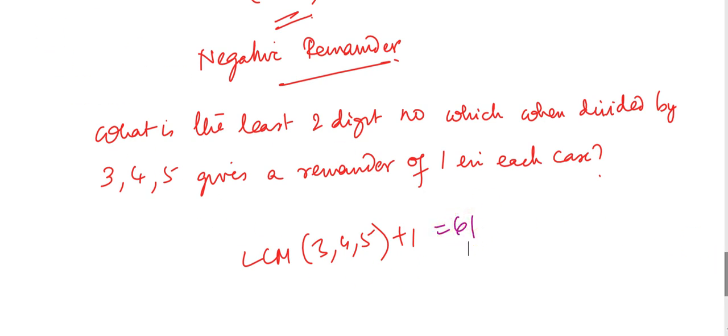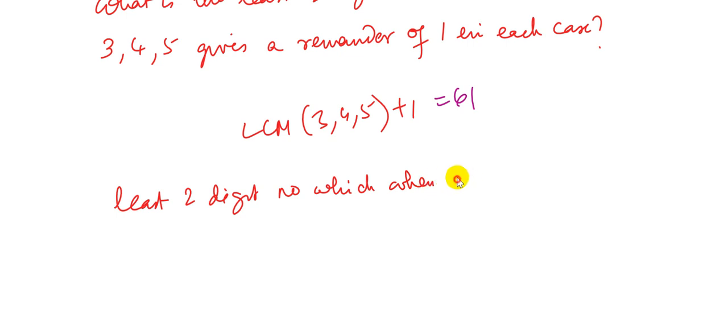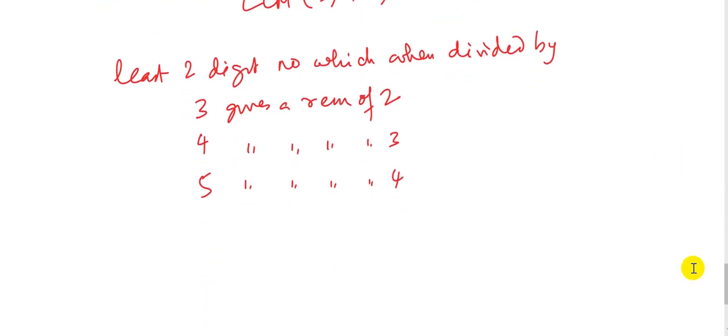Now let me give you the same problem, but with a small twist. Least two-digit number which when divided by 3 gives a remainder of 2, divided by 4 gives a remainder of 3, and divided by 5 gives a remainder of 4. What will be the answer to this one?